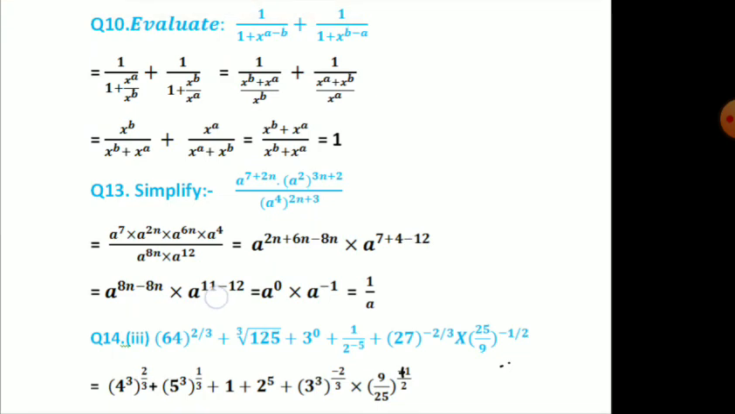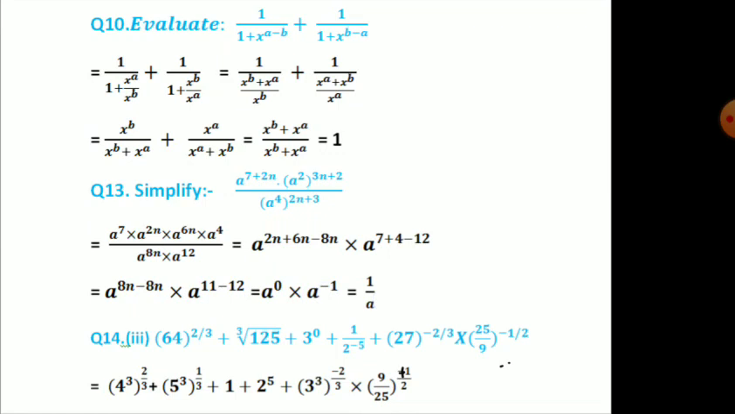So plus 8n minus 8n will get cancelled. So we'll have a to the power 0, which is equals to 1. And a to the power 11 minus 12 is a to the power minus 1. So 1 into a to the power minus 1 is a to the power minus 1. And how can we write a to the power minus 1? We can write it in fraction, that is 1 by a.